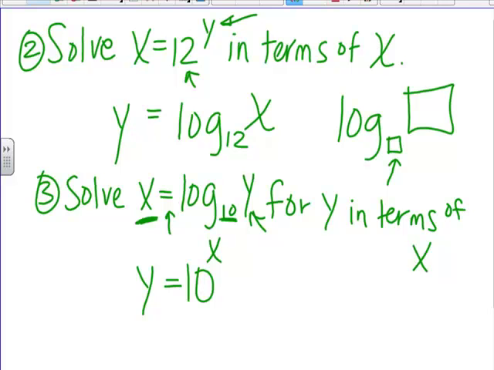So you'll notice this is going from exponential form to logarithmic form. This one up here, the second one, is going from logarithmic form to exponential form. So you can go back and forth between the 2 different forms.